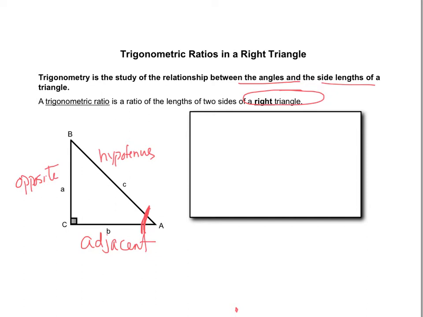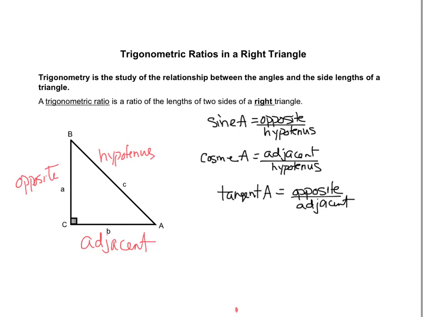Now that we've identified our three sides, I can show you what the trigonometric ratios are. And these are them. So our trigonometric ratios are the following. We have sine of angle A. So sine is the first ratio. Sine of angle A is equal to the opposite over the hypotenuse. So the opposite divided by the hypotenuse.